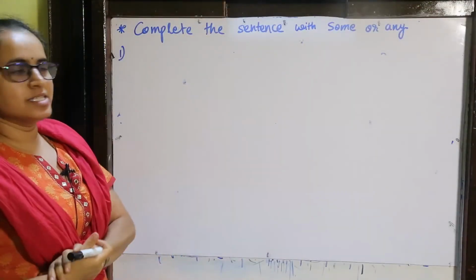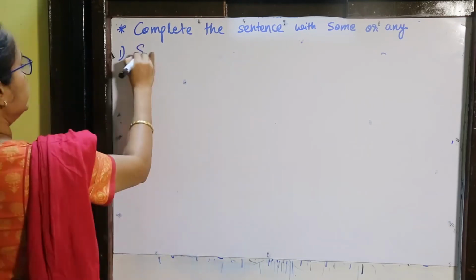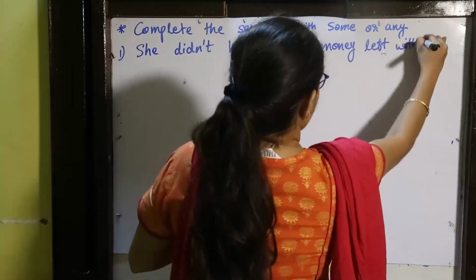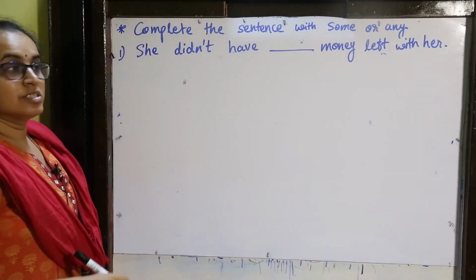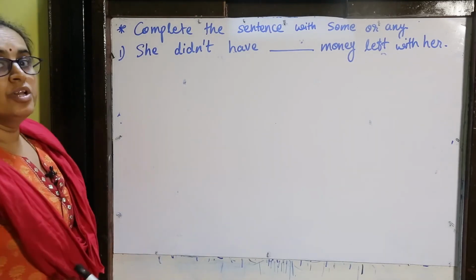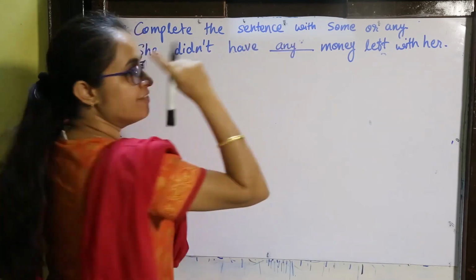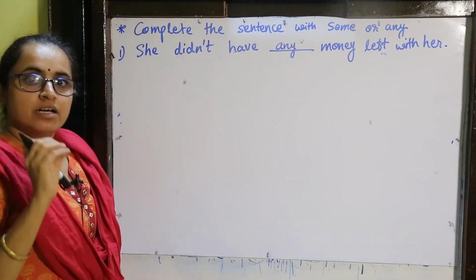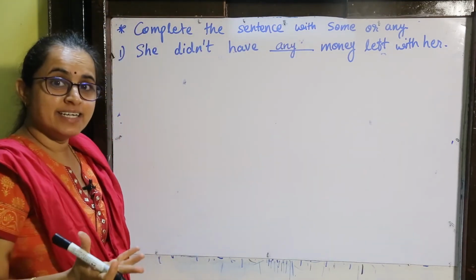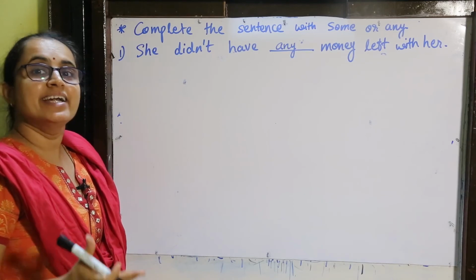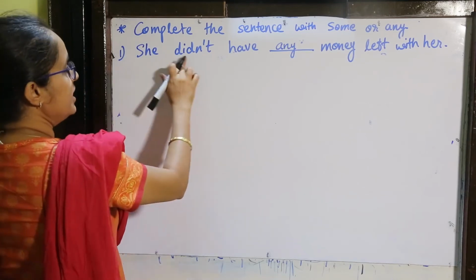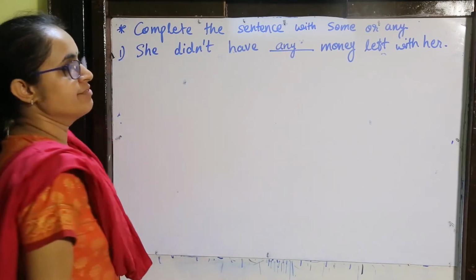Complete the sentence with some or any. The first point, I am writing. Now here what do we use, some money or any money? We will use any money. Why? Because in the first rule we have written that some is used for positive sentences and any is used for negative sentences. So she didn't have any money left with her.